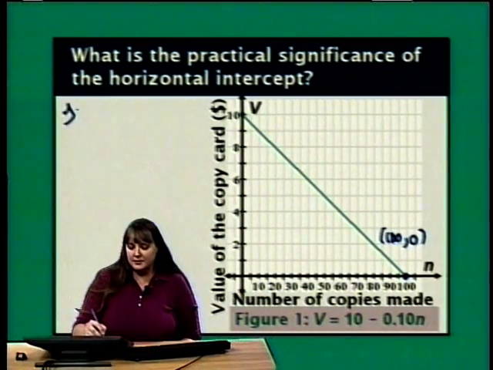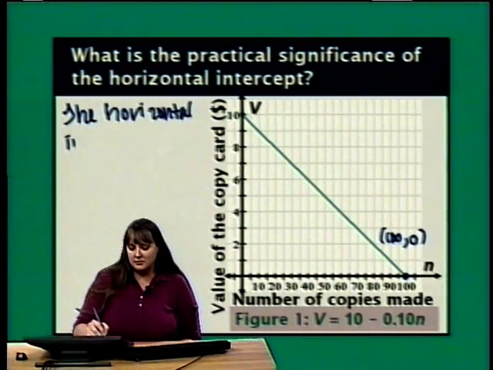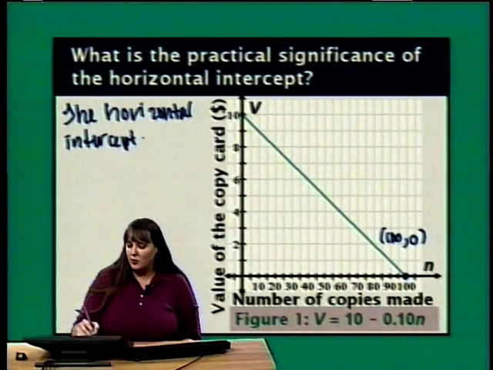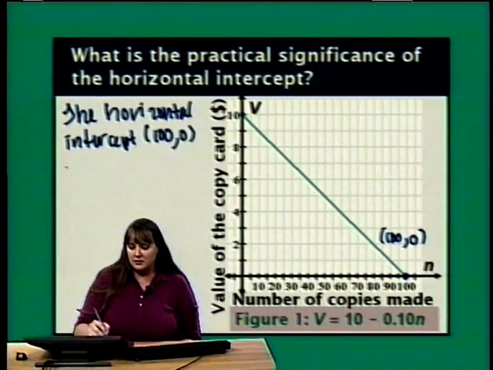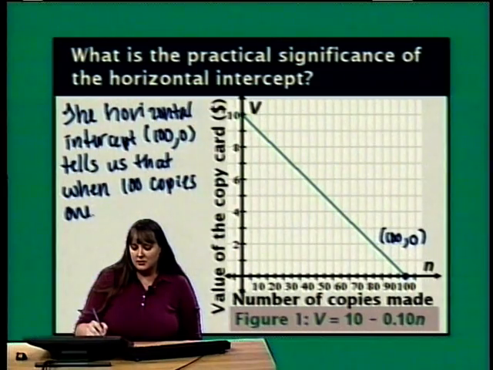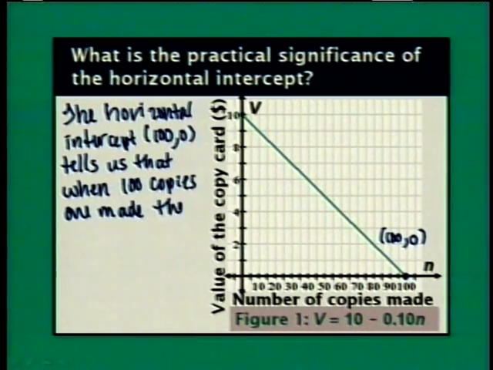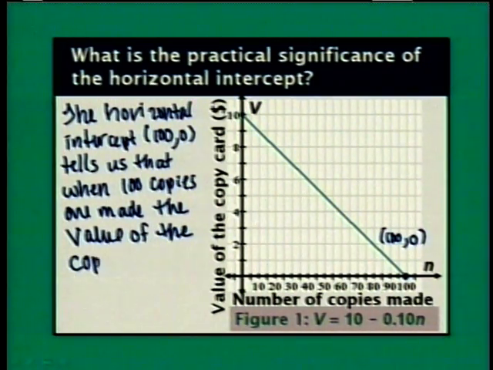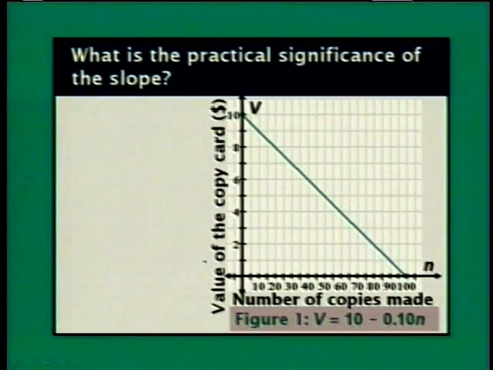So the horizontal intercept (100, 0) tells us that when 100 copies are made, the value of the copy card is $0. What's the practical significance of the slope?